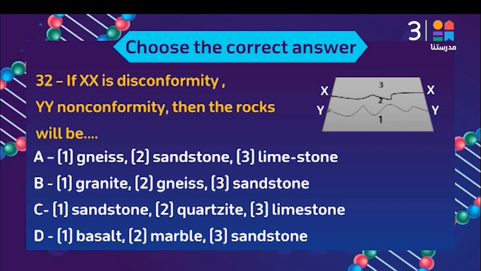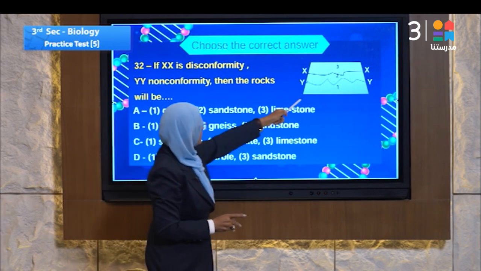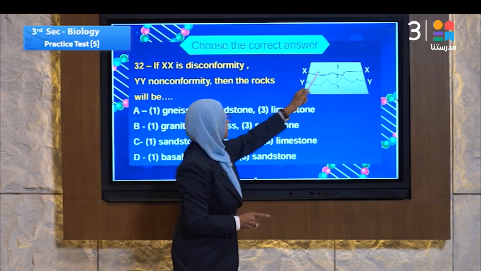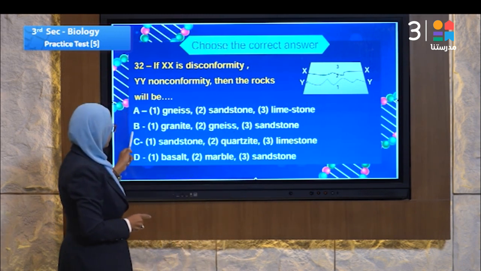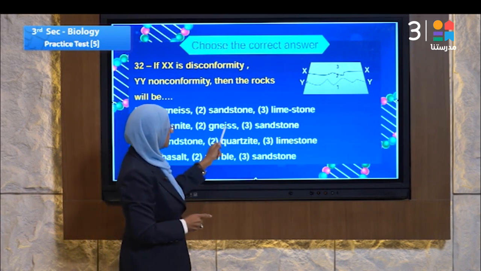Earth science again. There are disconformity and nonconformity. X and X is disconformity. Y and Y is nonconformity. Then the rocks will be: A, 1 gneiss, 2 sandstone, 3 limestone. B, 1 is granite, 2 gneiss, 3 sandstone.